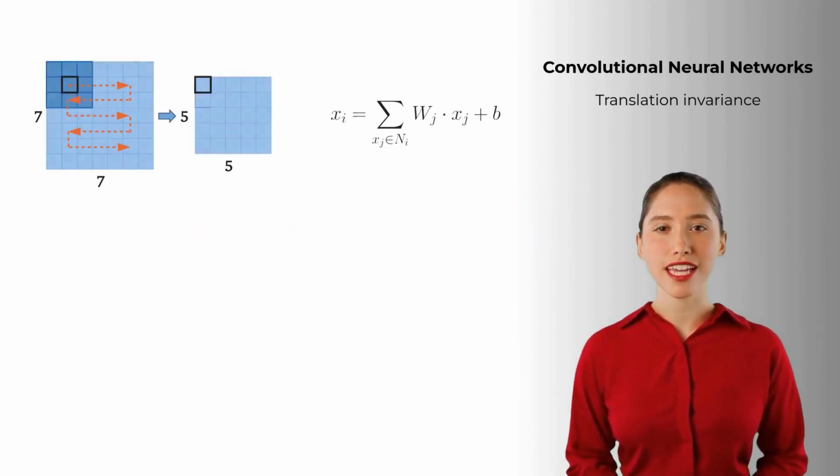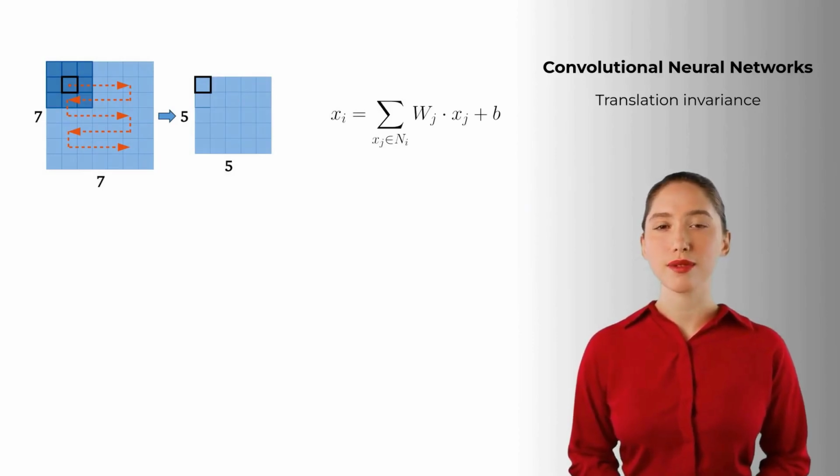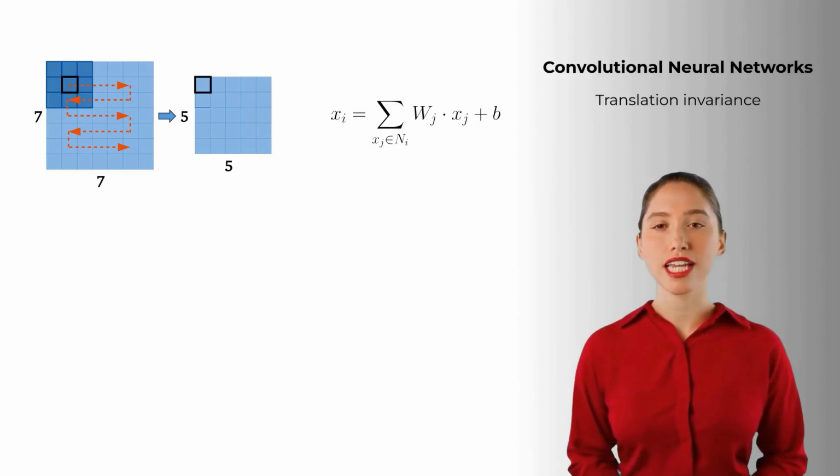The math looks a lot like a fully connected layer, but limited to a tiny patch. Spelled out, x_i equals the sum over every x_j in the neighborhood. Each x_j is multiplied by its matching weight w_j, and then we add a single bias b. Using local patches rather than the whole image slashes the number of learnable weights and makes training far easier.